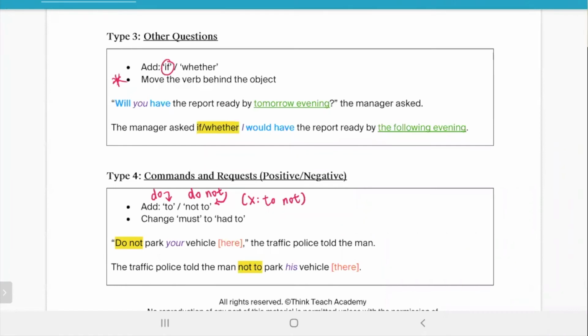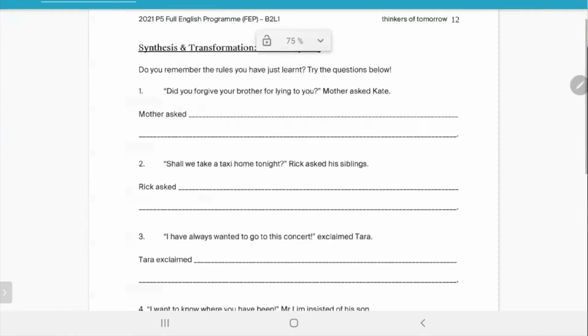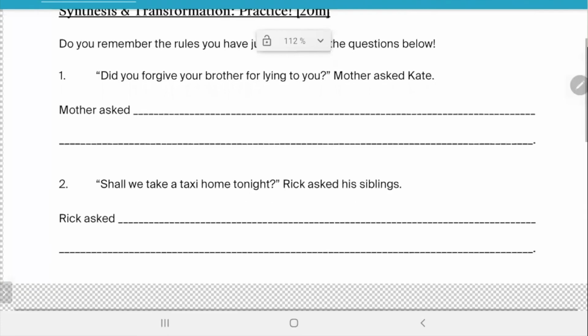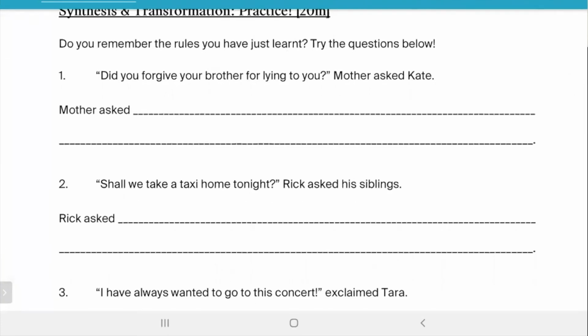Now let's try a few questions here. Did you forgive your brother for lying to you? Mother asked Kate. Can you tell me what question type is this? You see the question mark, right? You obviously know it's a question, but what kind of question? Is this a 6W1H question? This is the if one.